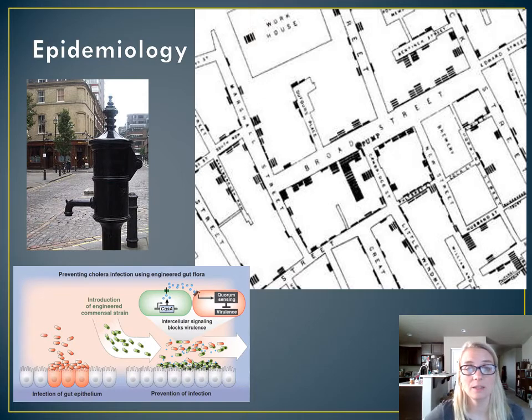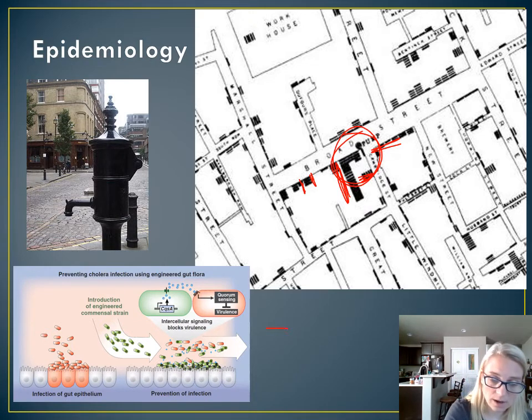An index case is the first person to have that disease. And if you can track down that index case, then that tells you a lot about maybe where that infection came from. So here's that pump at Broad and Cambridge Streets, and we can see these huge numbers of cases that are local to that particular pump. And when they took the handle off of that pump, the cases went down. So that is our epidemiology.